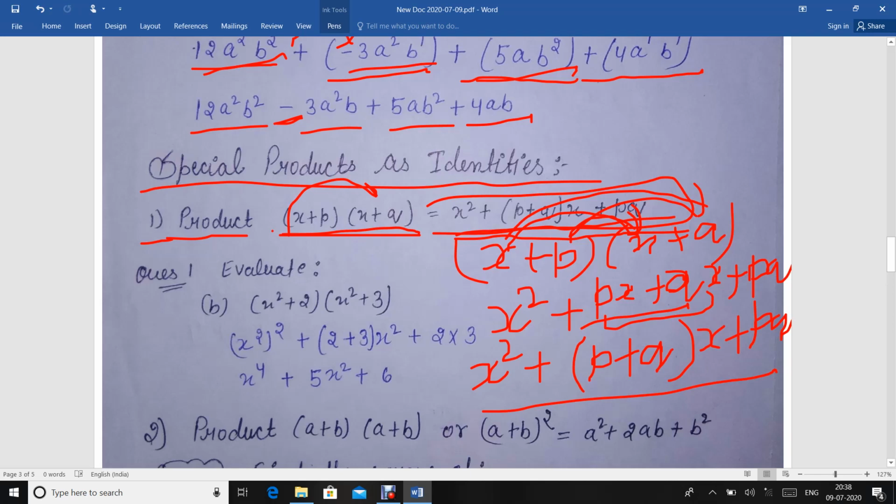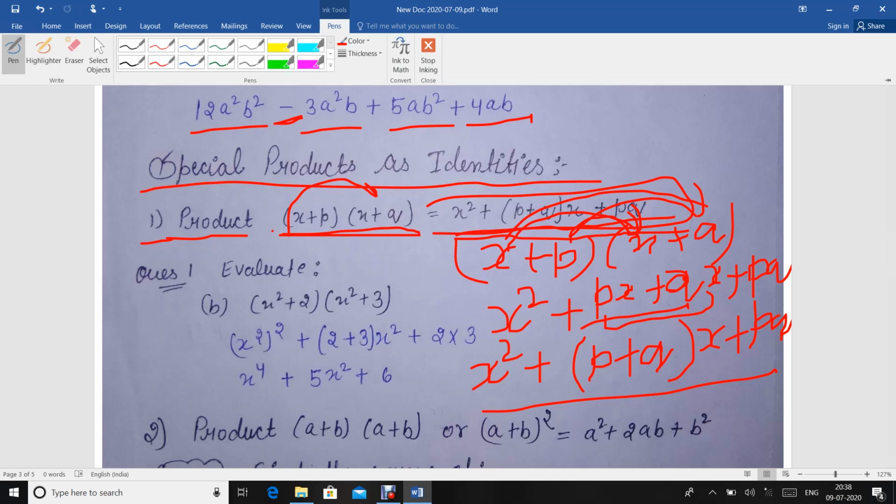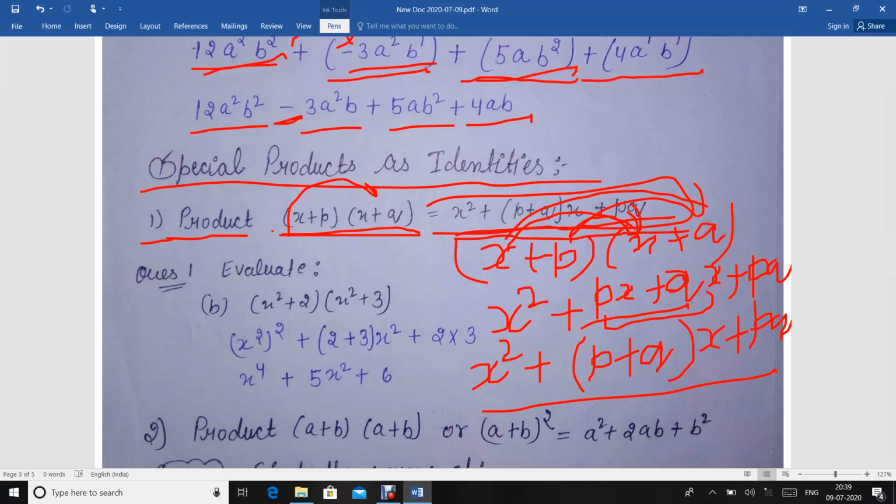Similarly you can solve all the identities, but try to learn them. It will be beneficial for you for saving time. So let us move towards the first part.